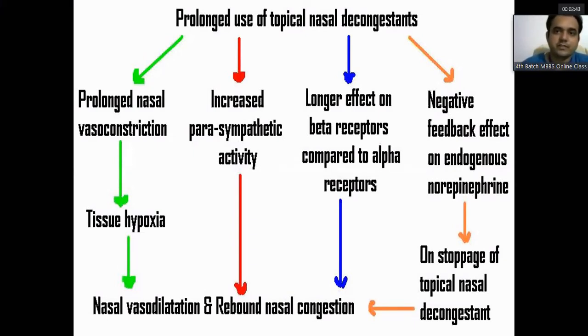The prolonged use of nasal drugs will cause prolonged vasoconstriction. There will be tissue hypoxia, and hence there will be nasal vasodilation and rebound nasal congestion. Similarly, prolonged use will cause increased parasympathetic activity, and hence nasal vasodilation and rebound congestion. Similarly, a longer effect on beta receptors compared to alpha receptors, and again vasodilation. Similarly, there is a negative feedback effect on endogenous norepinephrine, and on stoppage of the topical nasal decongestant, there will be vasodilation.